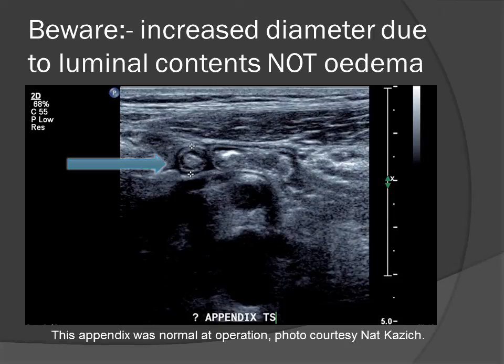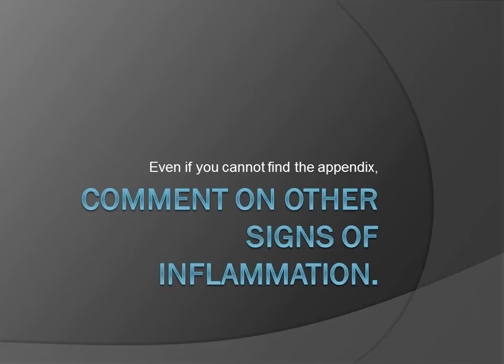And here is a picture of an appendix where it's the intraluminal contents that have resulted in the increased size. This one was actually normal at histology. Some people say that it's the supporting signs of inflammation that are more sensitive and useful predictors of appendicitis, perhaps less so in adults and adult women.